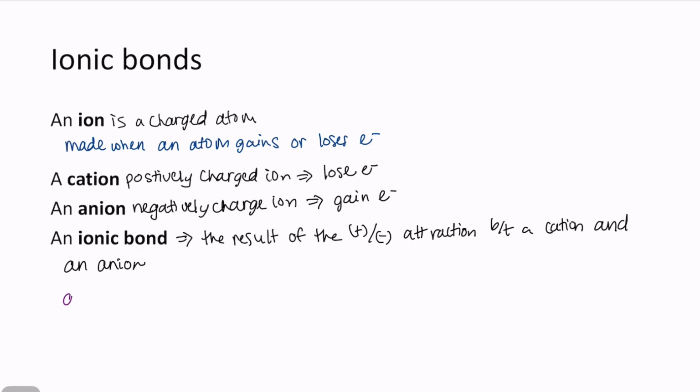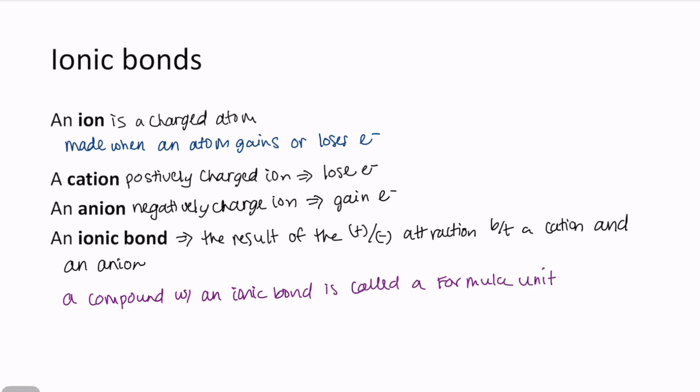Now, a compound with an ionic bond can be called a formula unit. So notice this is not a molecule. You can call it an ionic compound, or a formula unit.